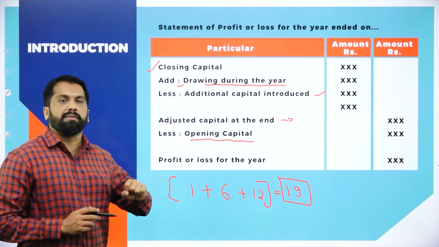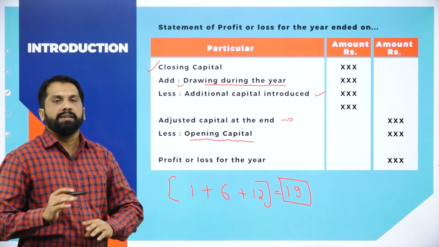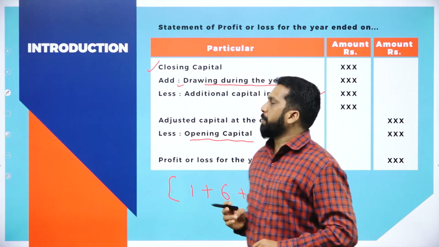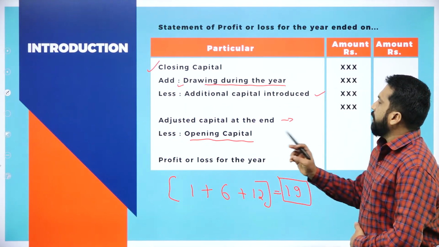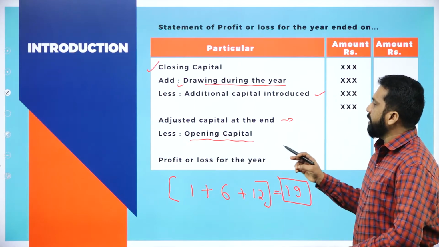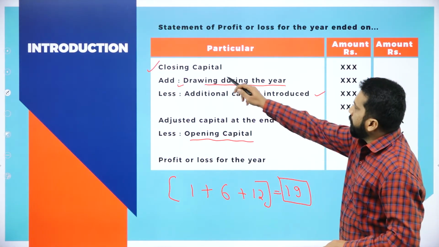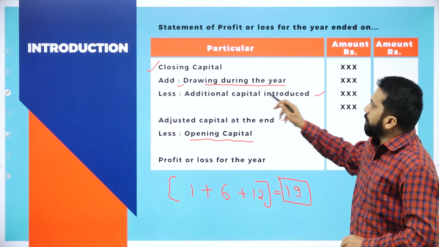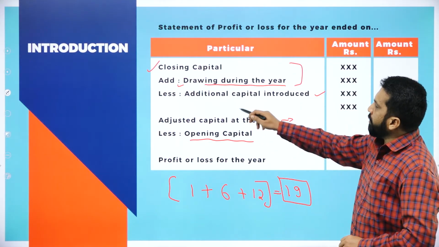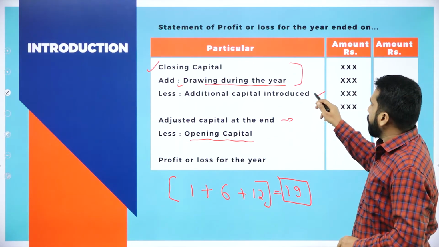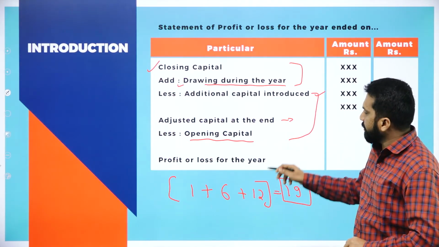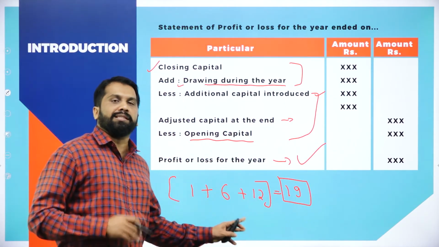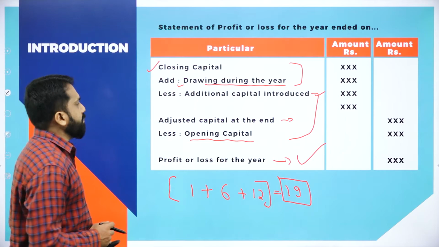So just remember the format, but the concept I'll explain while doing problems. Just remember: closing capital, add drawings, subtract additional capital, and you will get the adjusted capital, less opening capital. Remember, you have to start the problem with closing capital. To closing capital, you add drawings; additional capital and opening capital we should subtract. The final answer will be your profit. Clear? Yes. So don't worry about this. Again, we'll come back while doing problems.